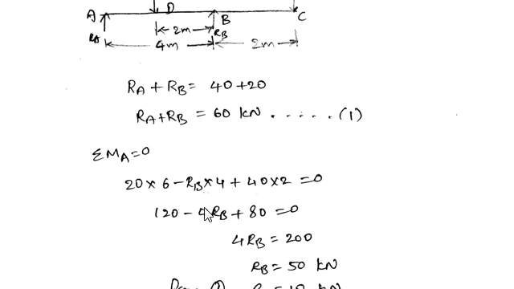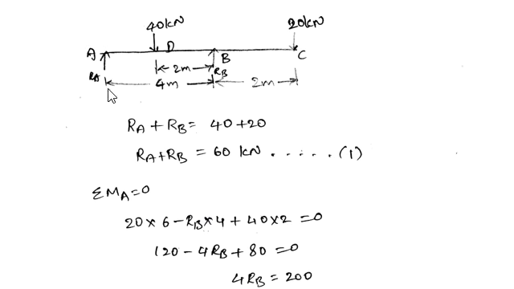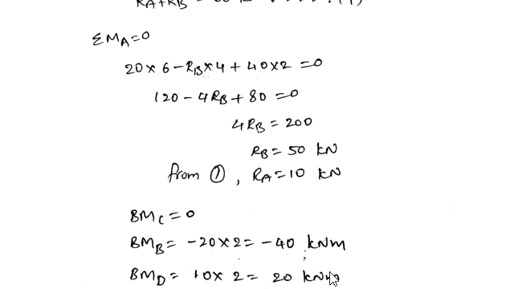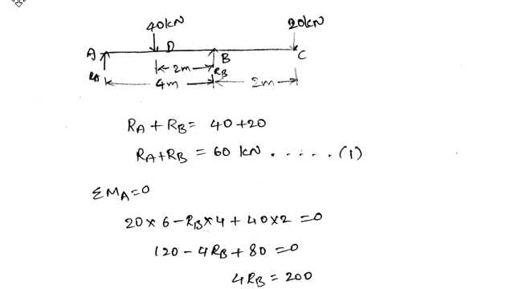So bending moment at D will be, because we got RA is 10 kilonewtons, 10 into, and the distance between these two points is 2. So this will create sagging about D, so that is positive. So you can write 10 into 2, that is 20 kilonewton meter. And we know bending moment at A is anyway 0.